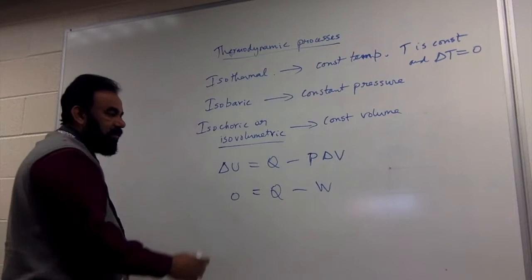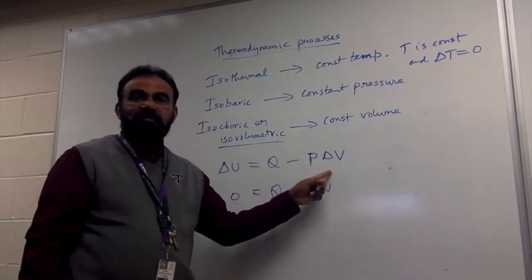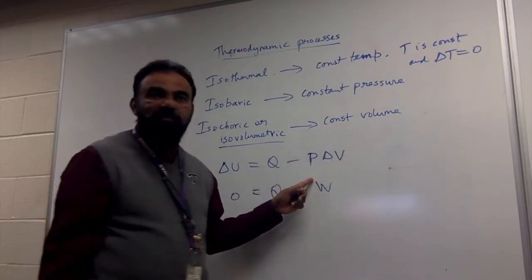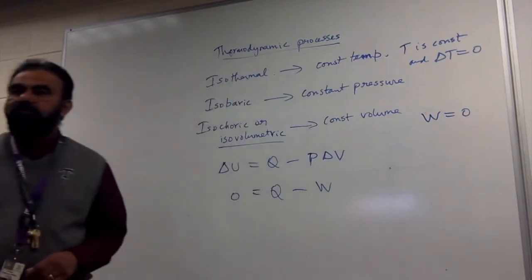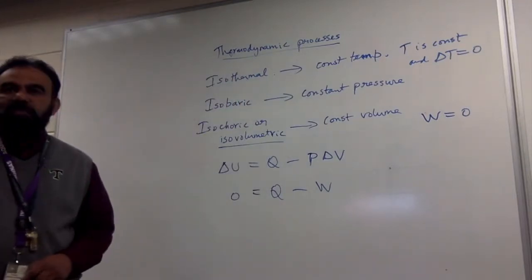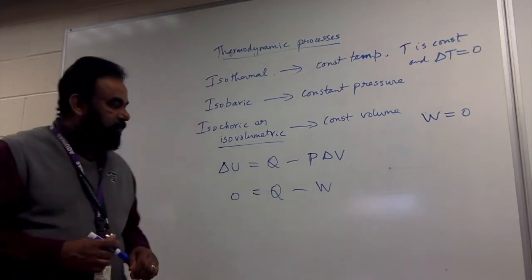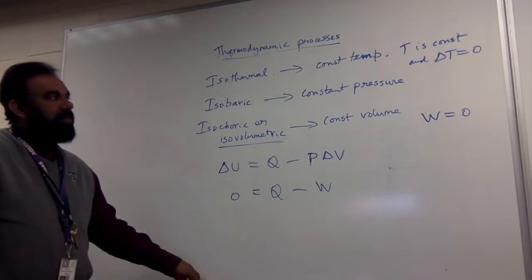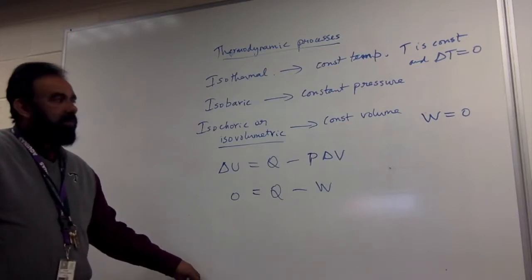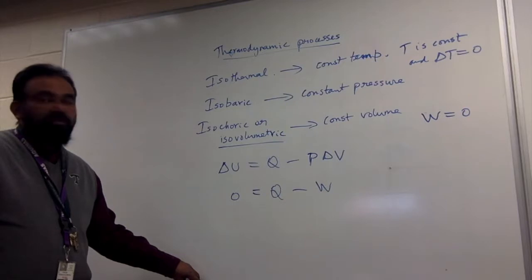Isovolumetric. For isovolumetric, constant volume, what is delta V? And that means what is P delta V? So this means W is 0. Isovolumetric simply straight away means no work is being done. Okay. So you can have isothermal, constant temperature; isobaric, constant pressure; isochoric, which is isovolumetric. These are three different processes.